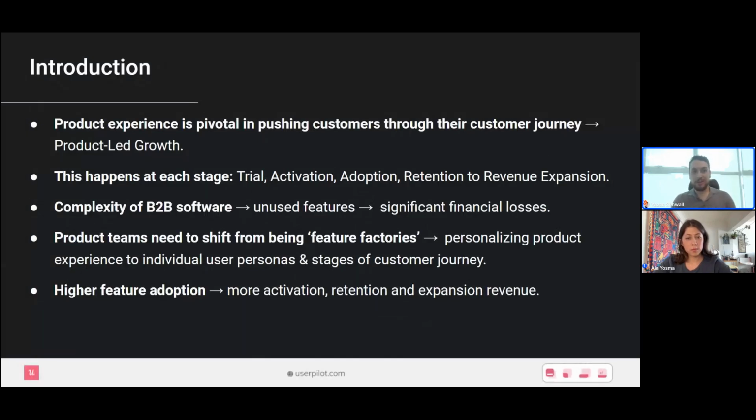The problem, as the poll initially in the audience is saying, is that the complexity of the B2B SaaS leads to a lot of these features not being utilized. And that leads to billions and billions of dollars of R&D that are lost.